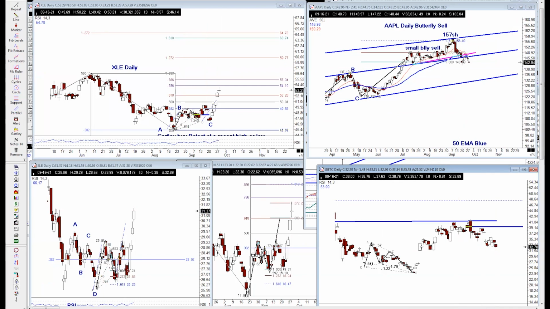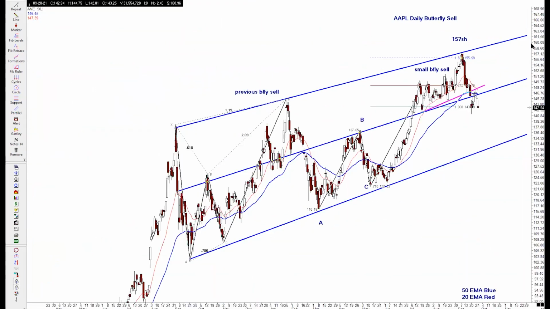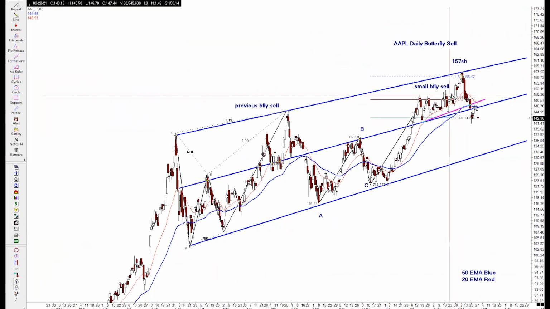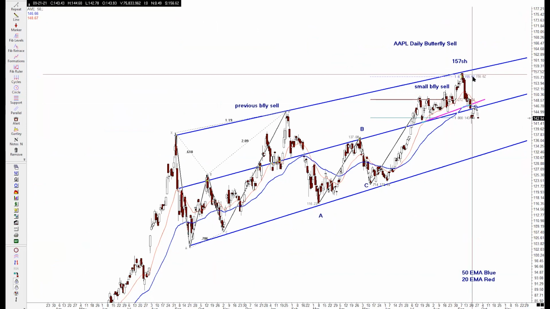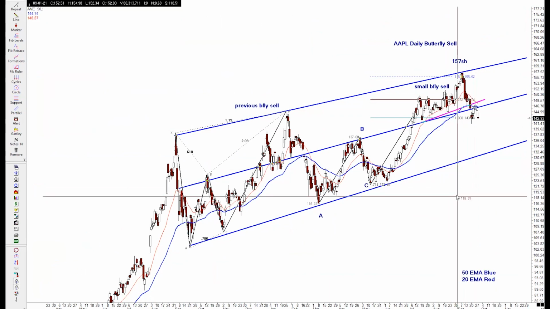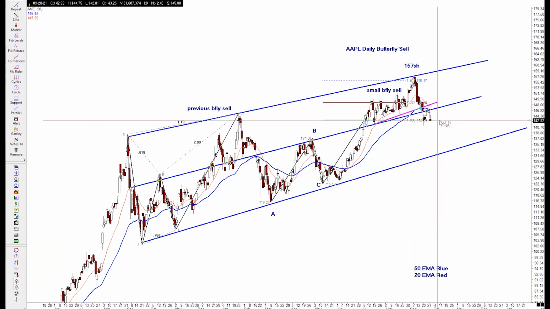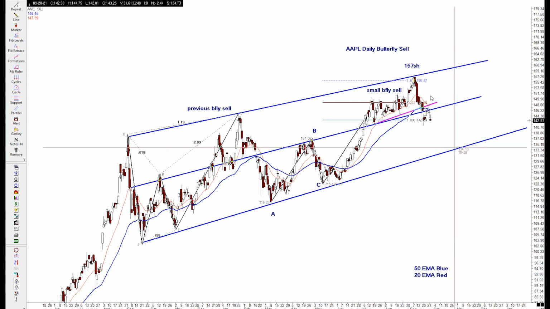Okay, so now let's start. I've got them all up here. Let's start with Apple. This is where the 157 area was, and this was the sell pattern here. It said at the time that when this turned, this internal trend line, let me move this over a little bit, was going to be a first target area. If we break this trend line, more than likely it's coming down towards the lower end of this.